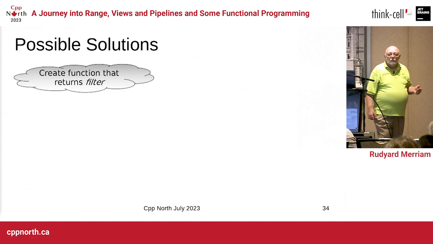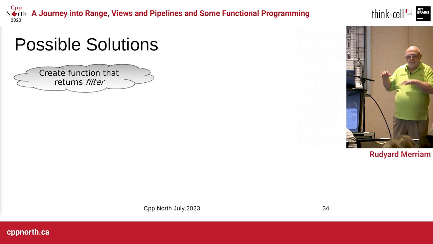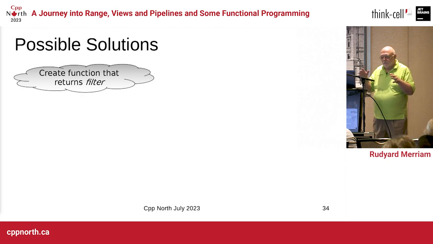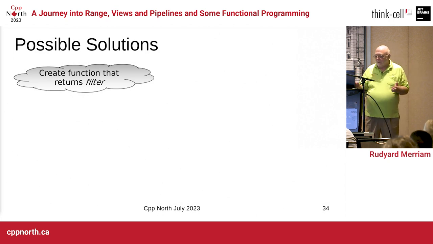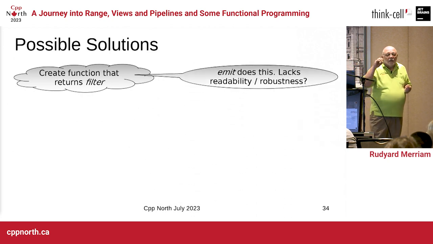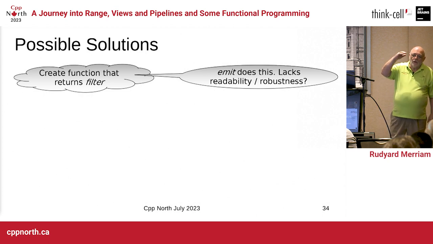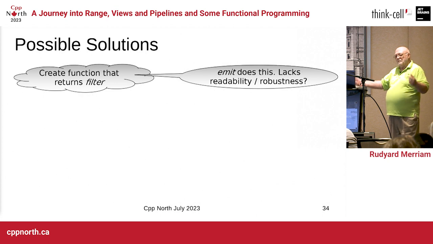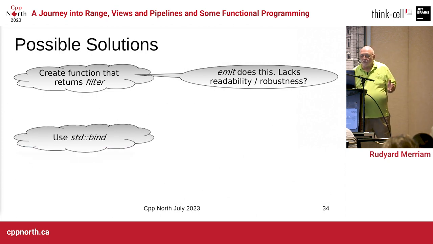Possible solutions. We can create a function like emit, which takes an existing filter or transform or something else and does everything behind the scenes, and then returns something that the pipeline will accept. It may not be robust. As I said, you've got to do a number of steps to make sure you get a view that works properly and safely, robustly. You also get into the readability problem: you've just buried what people normally see in pipelines in a function that you've created. So you've got to make sure the name is correct, you know, I'm filtering the first character, et cetera. So as a solution, it may not be the best one.